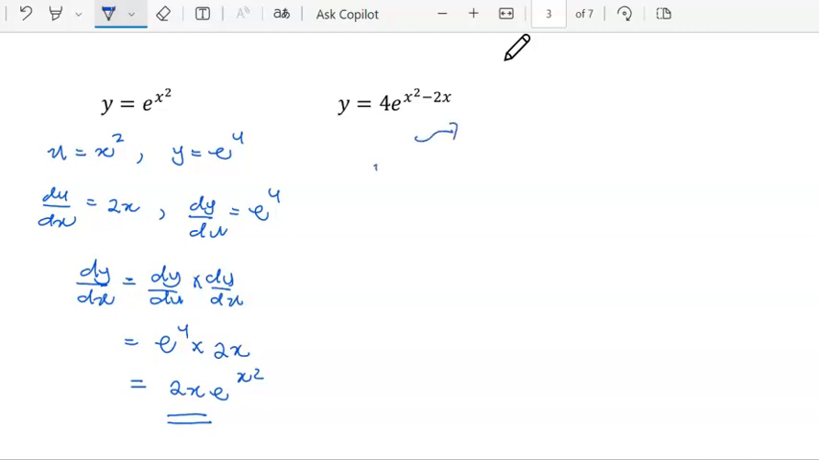So here we have our u as equal to x squared minus 2x. You can see that I'm always using the power as my u, and y is equal to 4 e to the power of what?